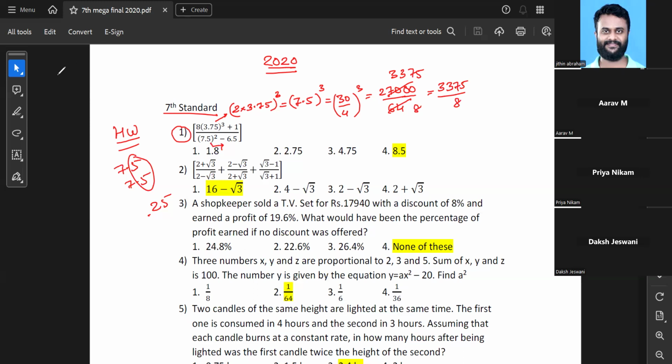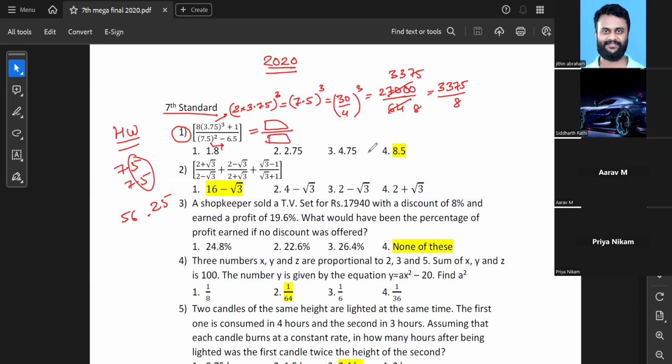For any number which is ending at 5, how do we find the square? So 7 multiplied by 8 is 56. You'll write 56.25. So 56.25 minus 6.5. You'll get some number in the numerator, some number in the denominator, you cancel them, and finally you reach the answer. So this is how you have to solve this.